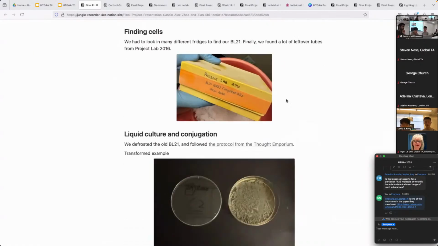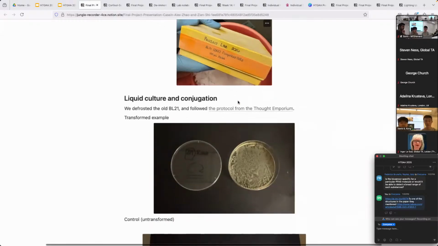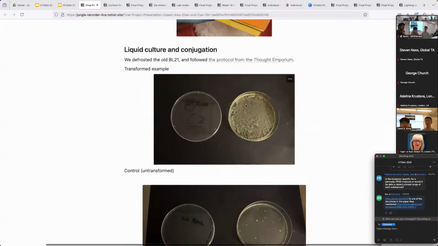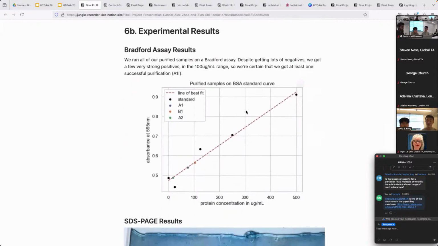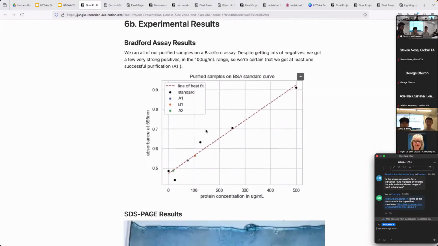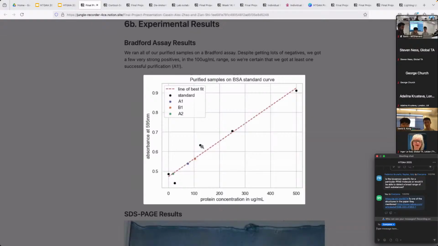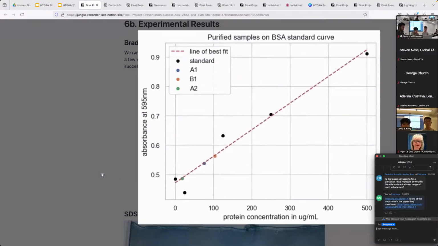Yeah, here's some more pictures. These are the cells that we found. All the procedures are in the links. We follow the standard procedures. And then here are our Bradford assay results. The black points are the things that we collected, like the standard curve. Then we fitted a line, and we found some pretty strong, successful purifications with protein concentrations around 100 micrograms per milliliter.